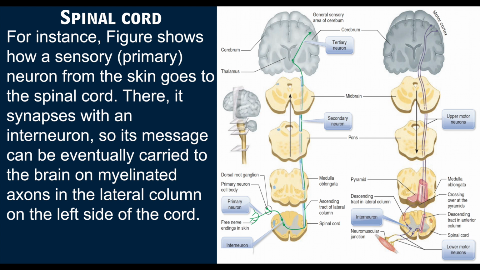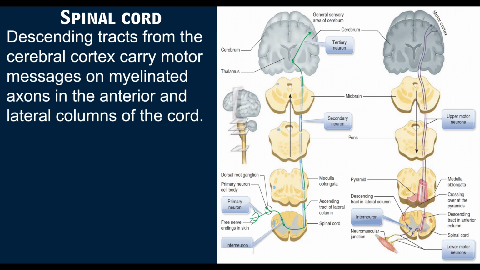The figure shows how a sensory, that is primary, neuron from the skin goes to the spinal cord. There, it synapses with an interneuron, so its message can eventually be carried to the brain on myelinated axons in the lateral column on the left side of the cord. The function of interneurons is to facilitate communication between sensory and motor neurons over relatively short distances. Descending tracts from the cerebral cortex carry motor messages on myelinated axons in the anterior and lateral columns of the cord.